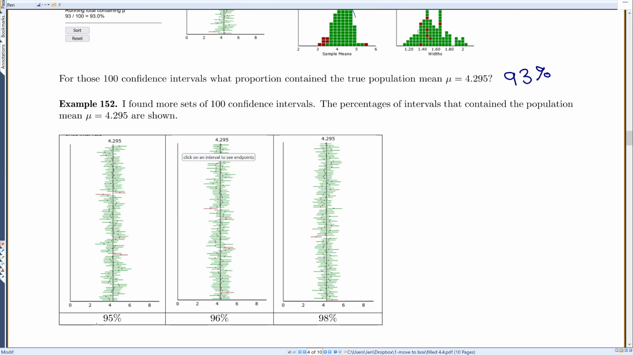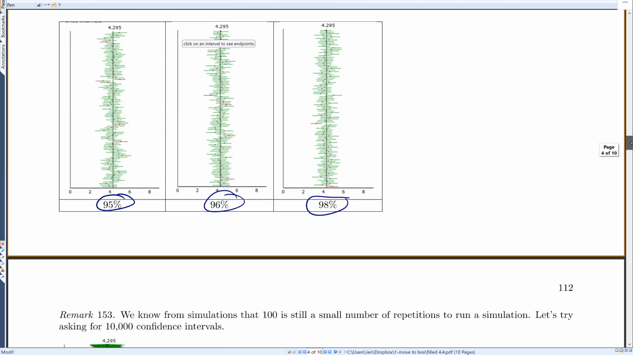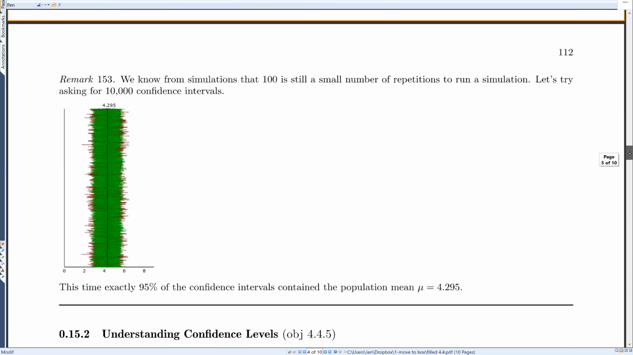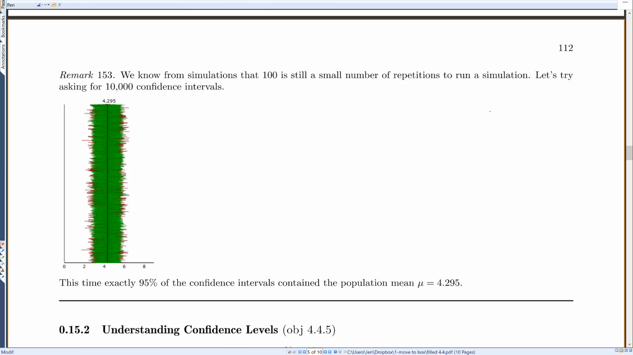The first one had 95% that contained mu. The next one had 96%. The next one had 98%. But somewhere around 95% of our confidence intervals are actually containing our population mean mu. Of course, we know from simulations that 100 is still a pretty small number of repetitions to run any simulation.